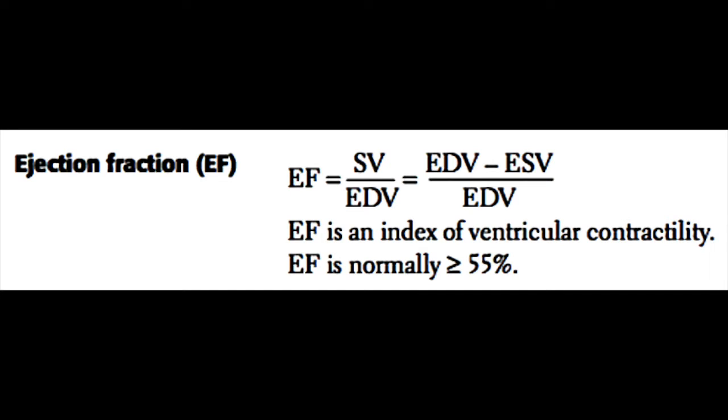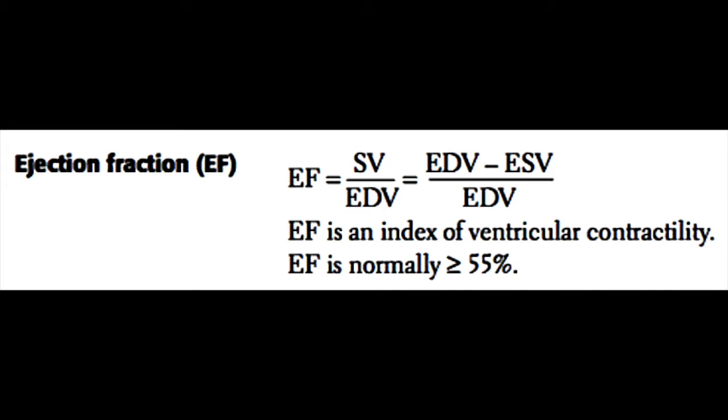Next, we'll discuss the ejection fraction. The EF is equal to the stroke volume divided by the end diastolic volume. And remember that the stroke volume is equal to the end diastolic volume minus the end systolic volume. Ejection fraction is an index of ventricular contractility, and that is, the more contractile the left ventricle is, the higher the ejection fraction is. A normal ejection fraction is greater than or equal to 55%.